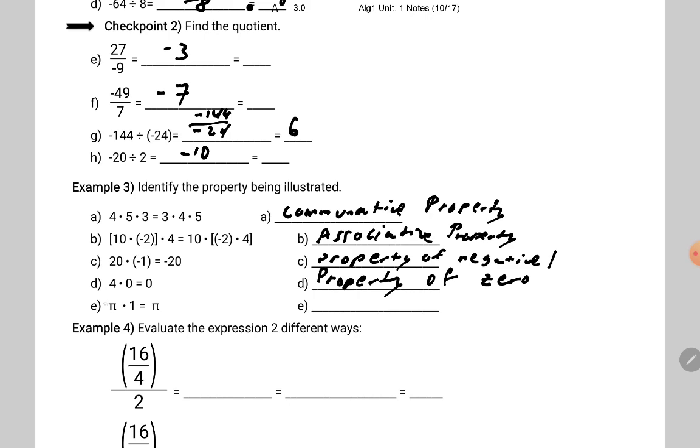And then this symbol here represents the number pi, not the food. And that's called the identity property. Anything times 1 is itself.